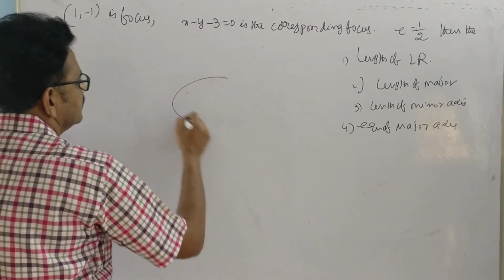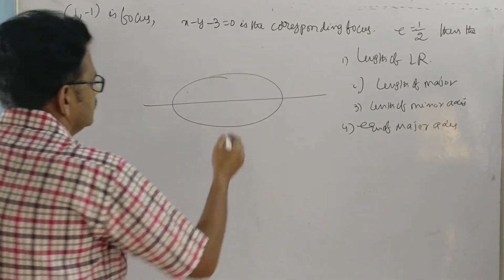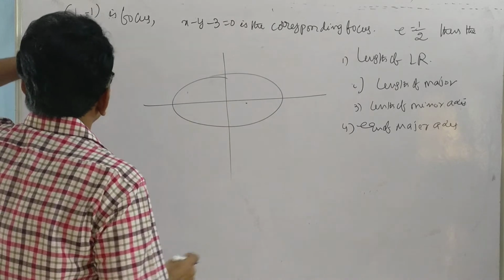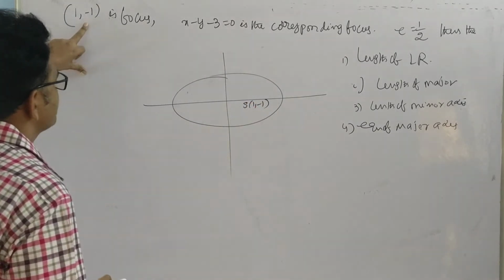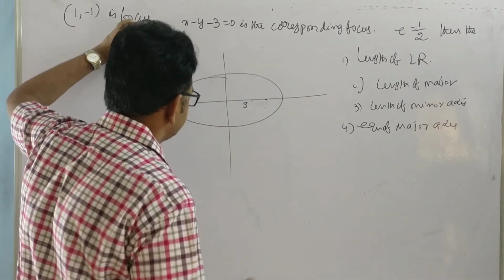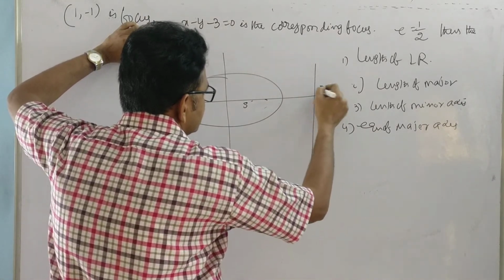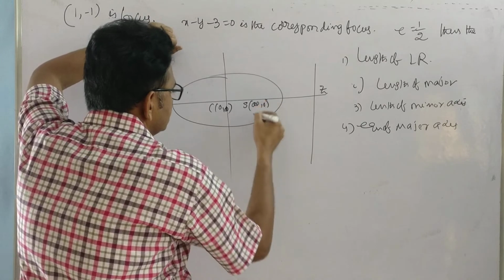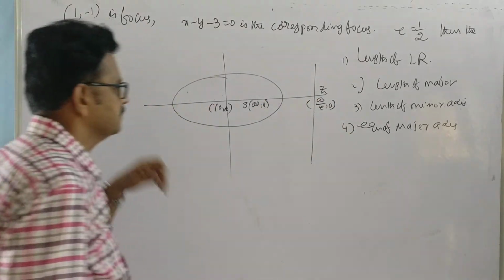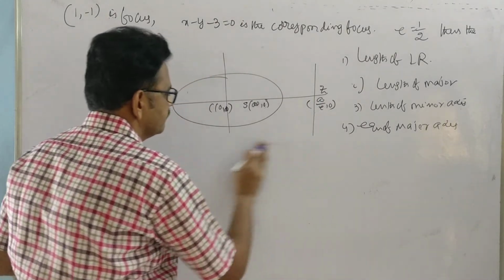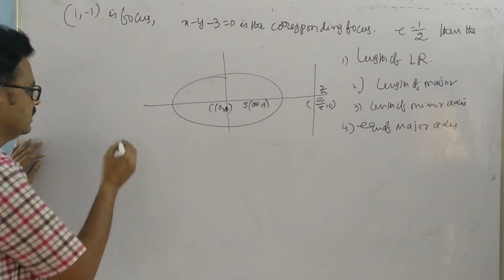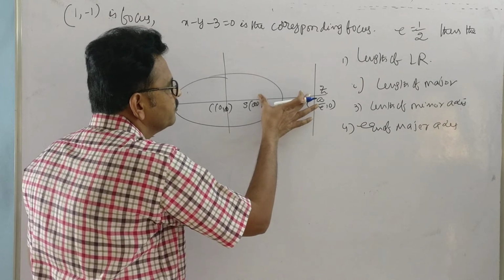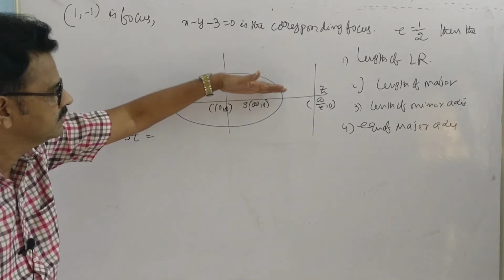Suppose this is the x-axis, this is the y-axis. This is a general diagram of the standard form. This is the focus S, (1, −1). This is Z. The center C is (0, 0). In the general standard form, this point is (a, 0) and this is (a/e, 0). Now what is SZ? This is the directrix. SZ means the length of the perpendicular from the focus to the directrix.